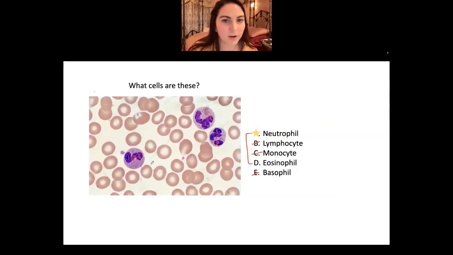If they're bright purple, covering the nucleus, they're basophils. And if they're just kind of like, nah, whatever, that's your neutrophil. Okay, and this little guy is a platelet. These are platelets. This is a platelet on top of a red cell.